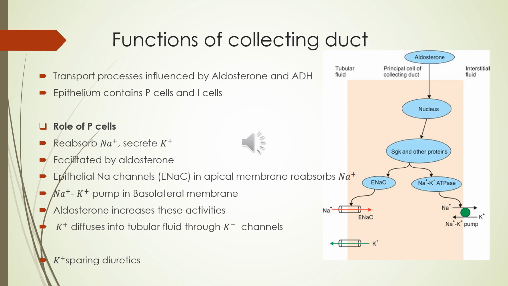Okay, so the epithelial sodium channels help in the reabsorption of sodium ions from the apical membrane, and the sodium potassium pump helps in the transport of these sodium ions into the interstitial fluid from the tubular cell. And both these activities are influenced or facilitated by the hormone aldosterone. Now the potassium ions that are present in the tubular cell are diffused into the tubular fluid through the potassium channels.